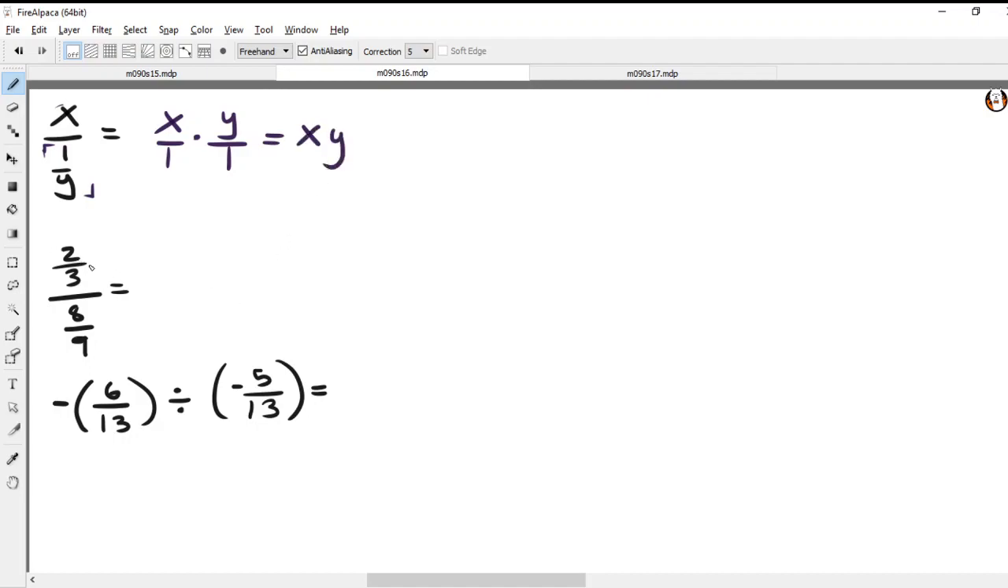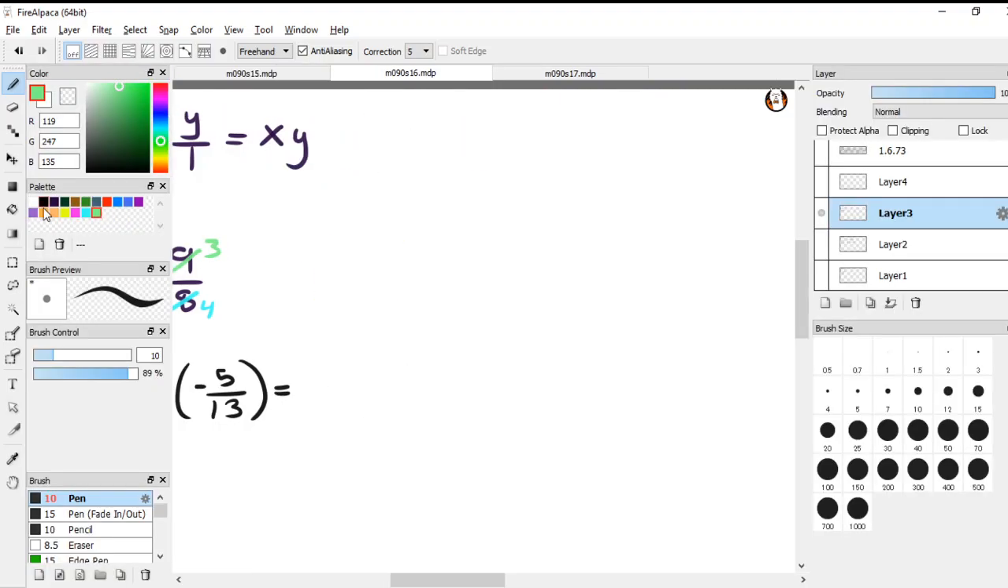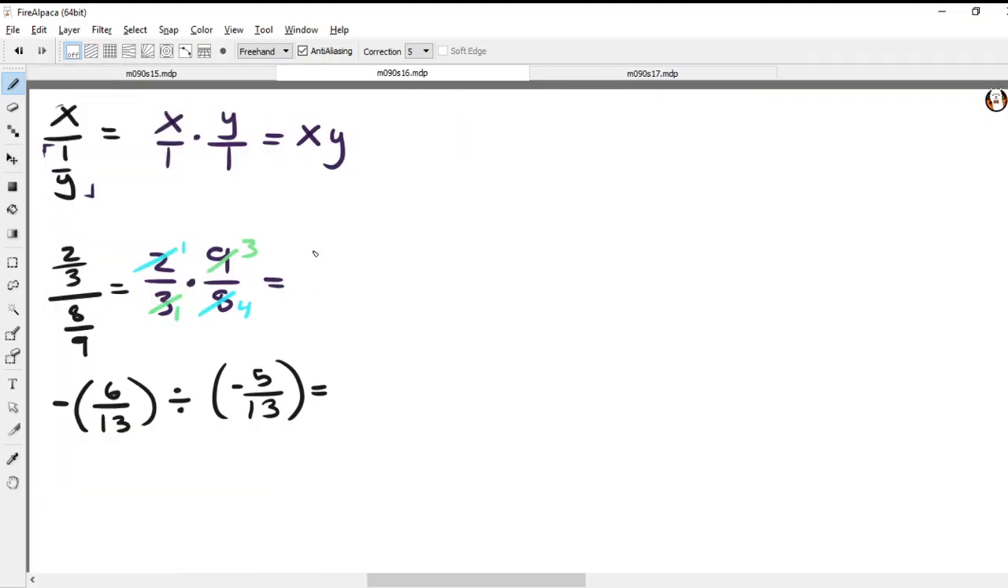Okay. Next, we're going to take a look at 2/3 divided by 8/9. When we're dividing fractions, we multiply by the reciprocal. This is 2/3 times 9/8. Let's reduce. 2 goes into 2 once, 2 goes into 8 4 times. 3 goes into 3 once, 3 goes into 9 3 times. What's left over? 3/4.